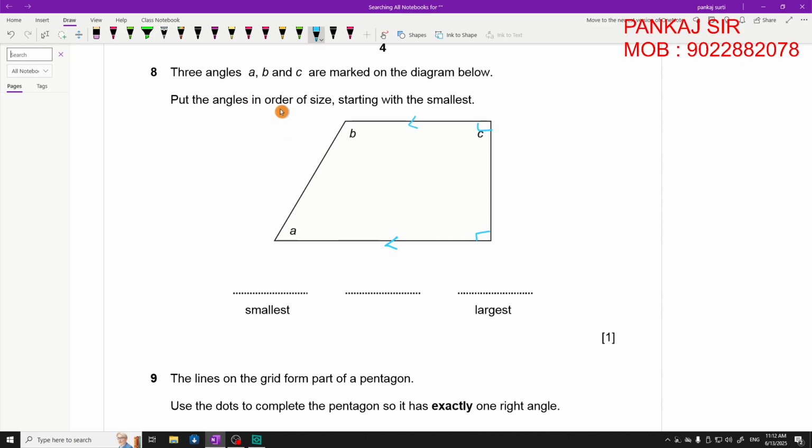Okay. So if I want to arrange A, B, and C in the order of smallest to largest, so A will be the smallest because it is an acute angle, less than 90. In the middle, I will have C because that is exactly 90. And this B will be the largest because it is an obtuse angle. So B I am going to write here. So the order is going to be from smallest to largest, A, C, B.